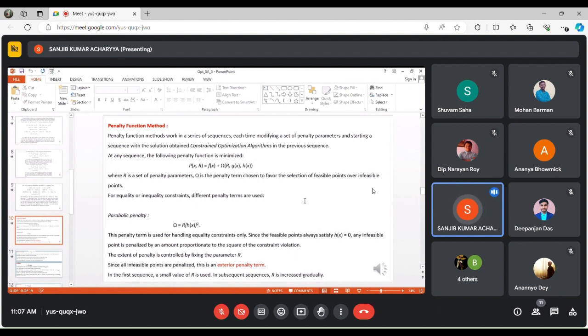Have you understood the word penalty or penalizing? Yes, sir. So at what points will there be a penalty in this case? When the point is infeasible. And what will be the amount of penalty? It should depend on the degree of infeasibility. Higher the infeasibility, higher the penalty. Am I right? Yes, sir. So that our unconstrained algorithm will accept a solution as better if the violation is less.